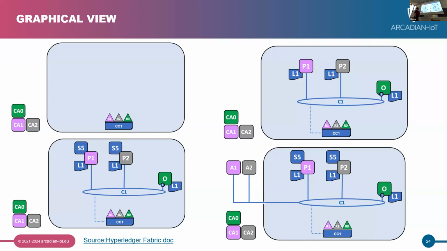And on this one is where we perform the approval and commitment to the channel. So now the peers can execute the chain code and interact with the ledger. And the next step, that is not part of the deployment but is part of the Arcadian IoT, is connecting the applications to the channel through the gateway.